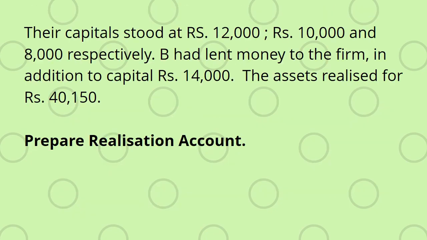Their capitals for A, B and C: for A rupees 12,000, for B rupees 10,000 and for C rupees 8,000 respectively. B had lent money to the firm in addition to capital, rupees 14,000. Then the assets have been realized, and the realization of assets was done for rupees 40,150. And the question is saying that prepare realization account. You have to prepare only the realization account.